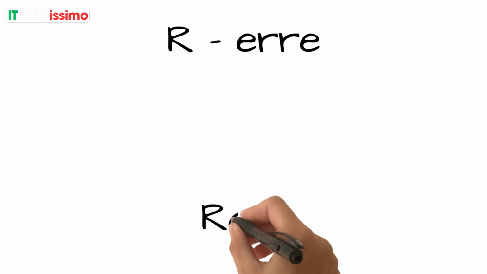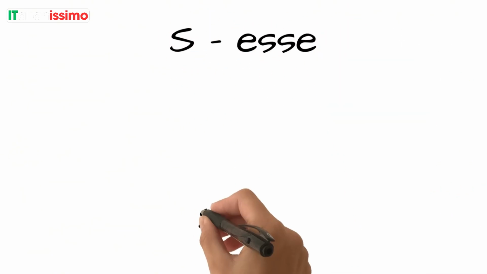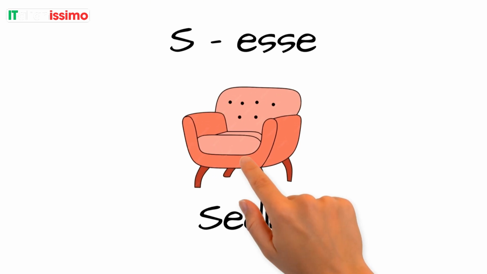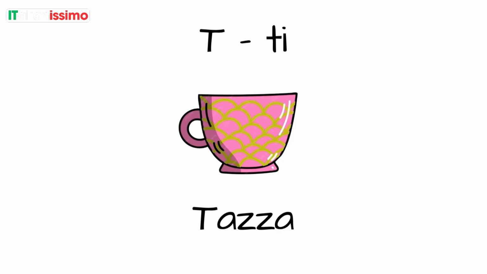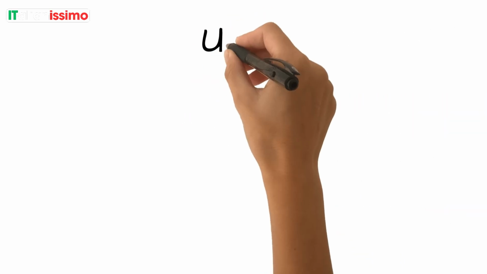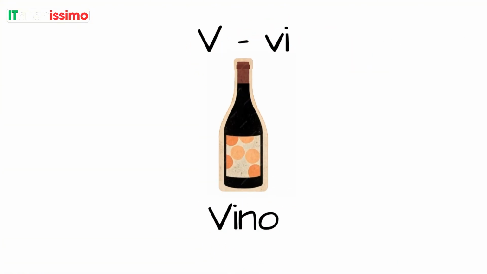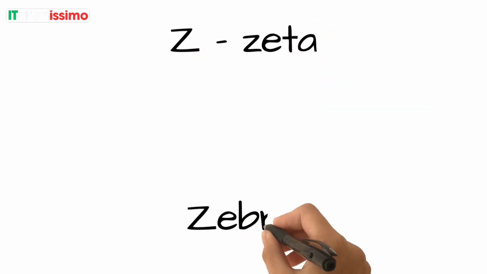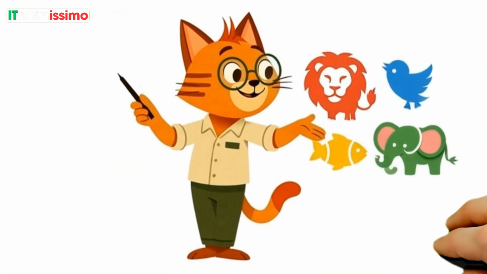We've got R for rana, a frog. S for sedia, or chair. T for tazza, a cup. U for uva, grapes. V for vino, wine. And last but not least, Z for zebra. And that's the whole crew. Those are your 21 authentic Italian letters.